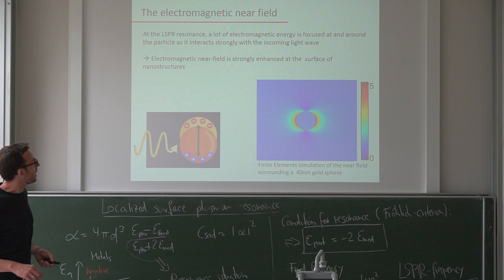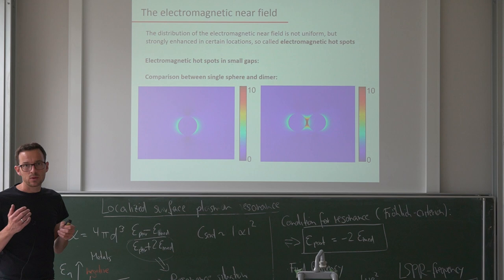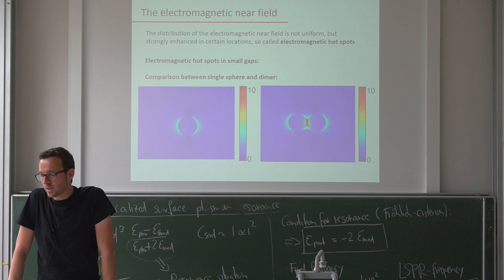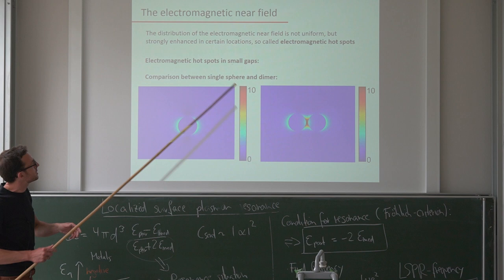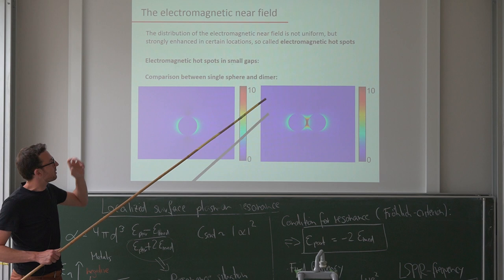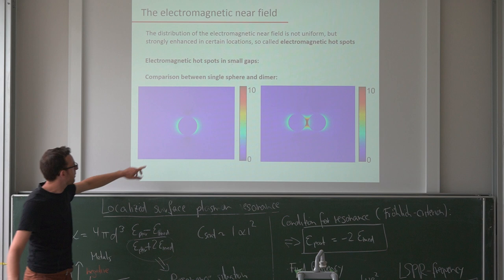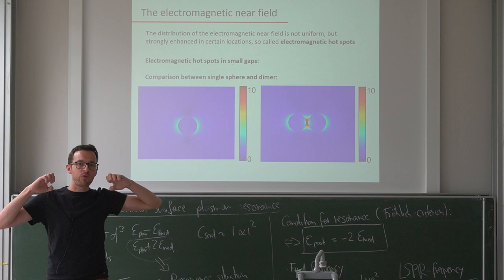And now we can tune this enhancement and tune the position where we see this enhanced electromagnetic energy. So if you want, we create a magnifying glass at a very, very small length scale. And this is known as electromagnetic hotspots. So the distribution of the electromagnetic near field is not uniform, but really enhanced in certain locations. Again, we see this here for a sphere. Those are the locations. Now, if we put two spheres together, all the field is very much focused in the gap between the two spheres, what you see here.